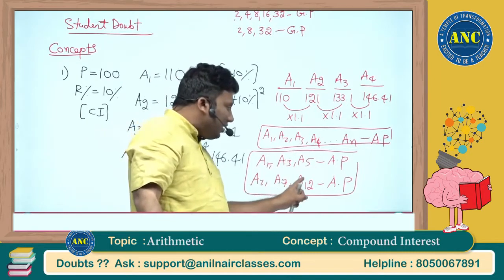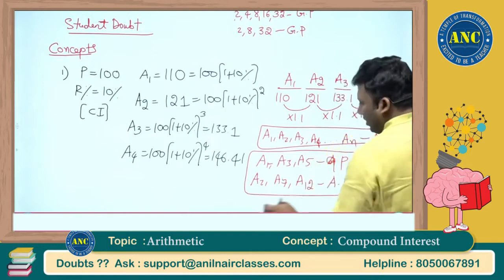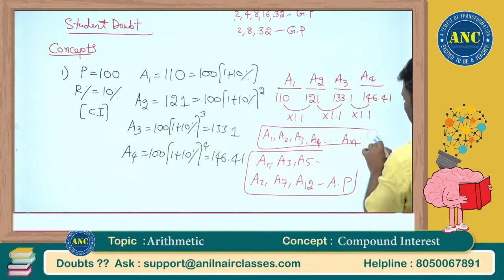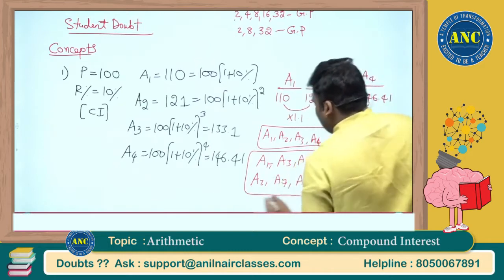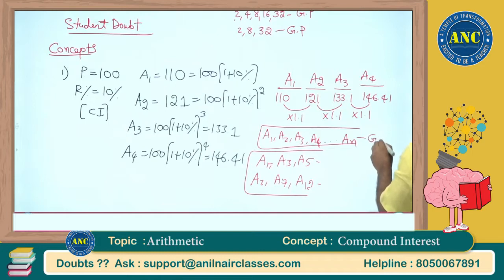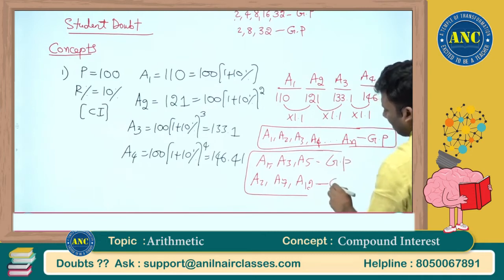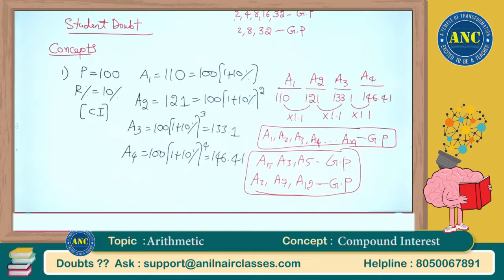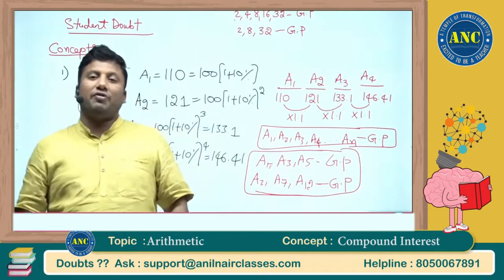A2 A7 A12, they are in, sorry, again I am doing the same mistake. It is in GP. One minute, sir, I made a mistake here. This is in geometric progression. Here also it is in geometric progression. Am I right? Geometric progression. Now, listen very, very carefully, sir.